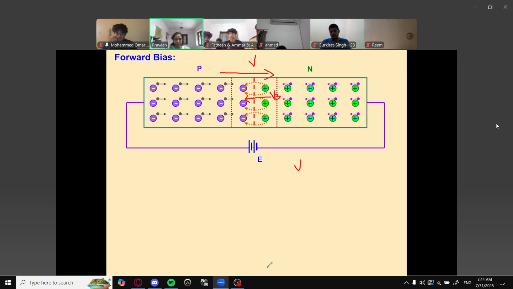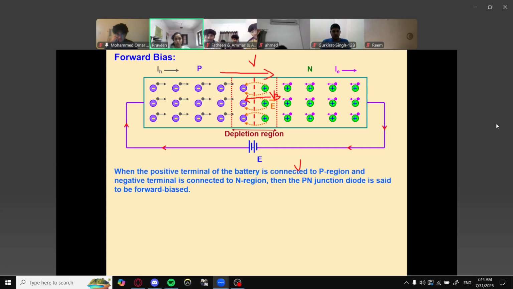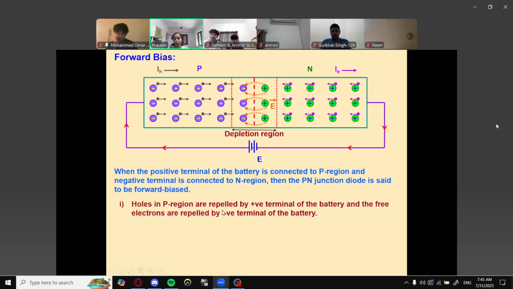Okay, so what will happen? One second, I will remove this one. Okay. So this is called forward biasing. When the positive terminal is connected to the P region and the negative terminal is connected to the N region, then the PN junction diode is said to be forward biased.